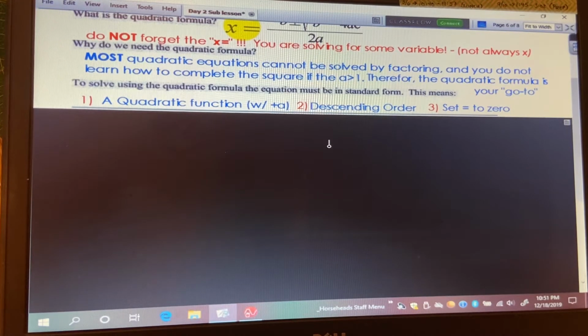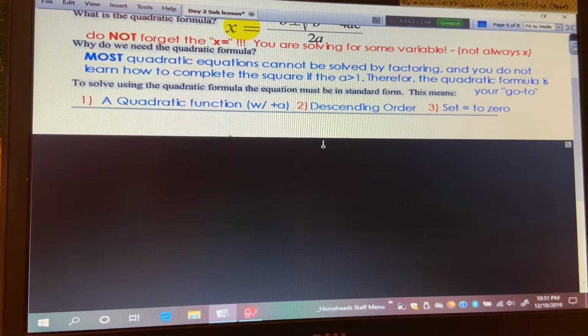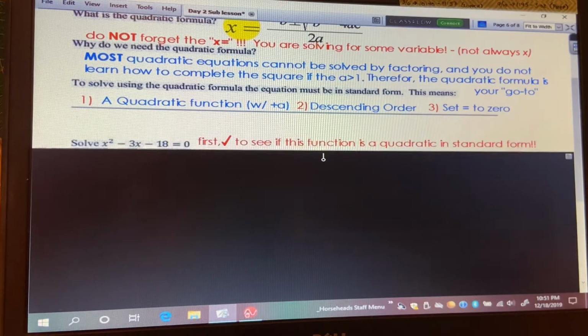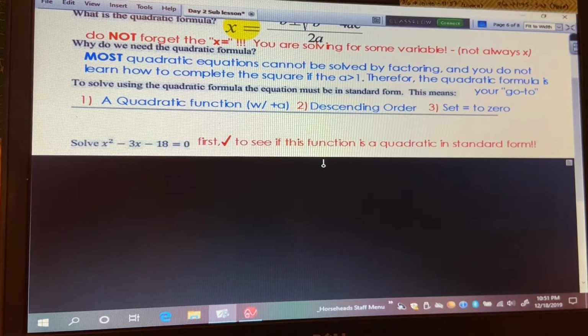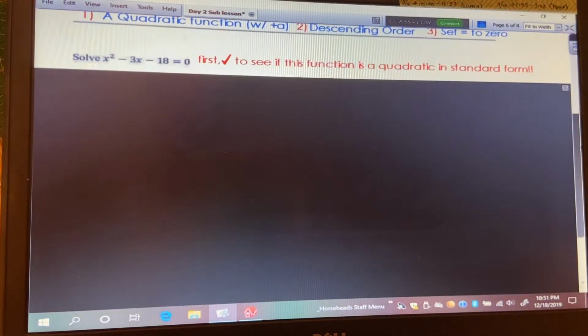So you can't use the quadratic formula for a linear function or a cubic function, not that you would do those, but this is to solve something. Okay, so let's go on to an example. All right, solve this. Solve x squared minus 3x minus 18 equals 0.